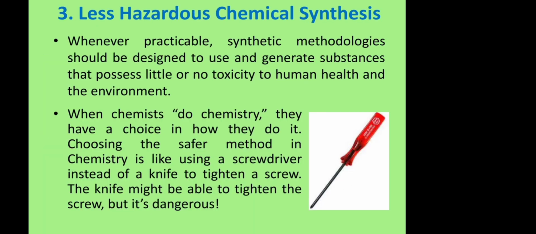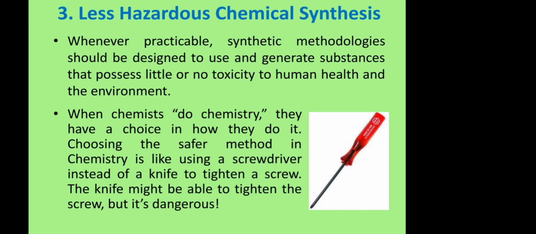We see the third one, less hazardous chemical synthesis. Whenever practicable, synthesis methodologies should be designed to use and generate substances that possess little or no toxicity to human health and the environment. When a chemist does chemistry, they have a choice in how they do it. Choosing the safer method in chemistry is like using a screwdriver instead of a knife to turn a screw. The knife might be able to tighten the screw, but it's dangerous.